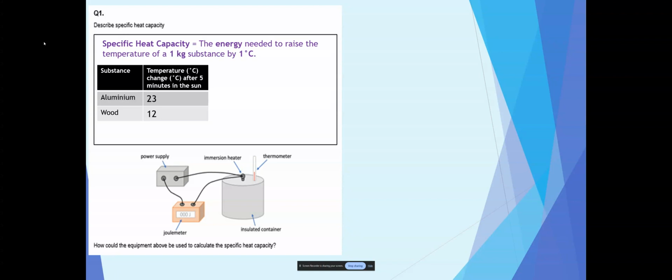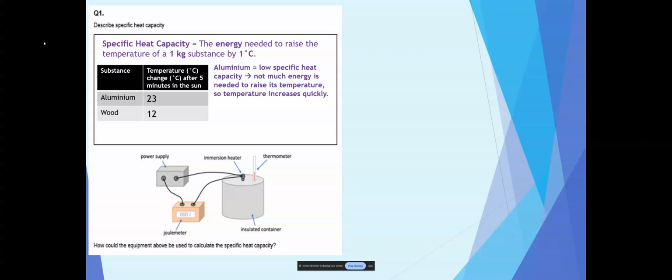Using a Bunsen burner supplies energy to it. Putting it out in the sun supplies energy to it. Different substances require different amounts of energy, so they take different amounts of time to raise their temperature. So, for example, we've got aluminium and wood out in the sun. After 5 minutes, aluminium has raised in temperature by 23 degrees. Wood has only raised in temperature by 12.